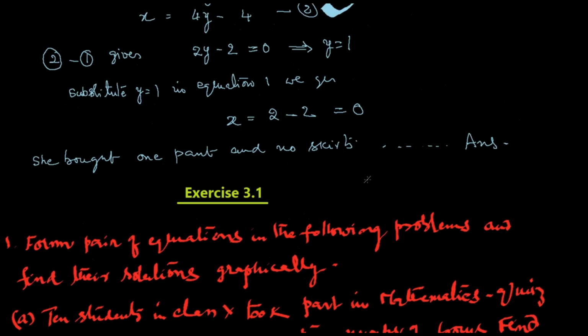You solve it, you get x is 0, skirts 0, and pant is 1. y is 1.